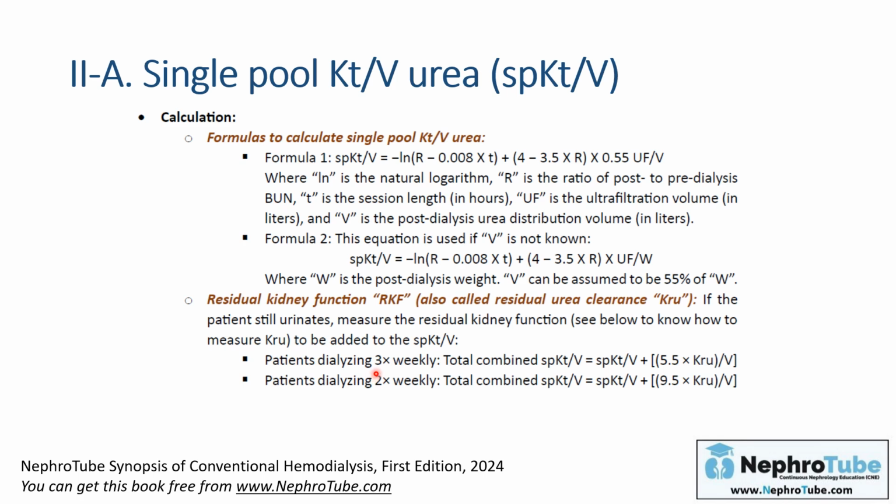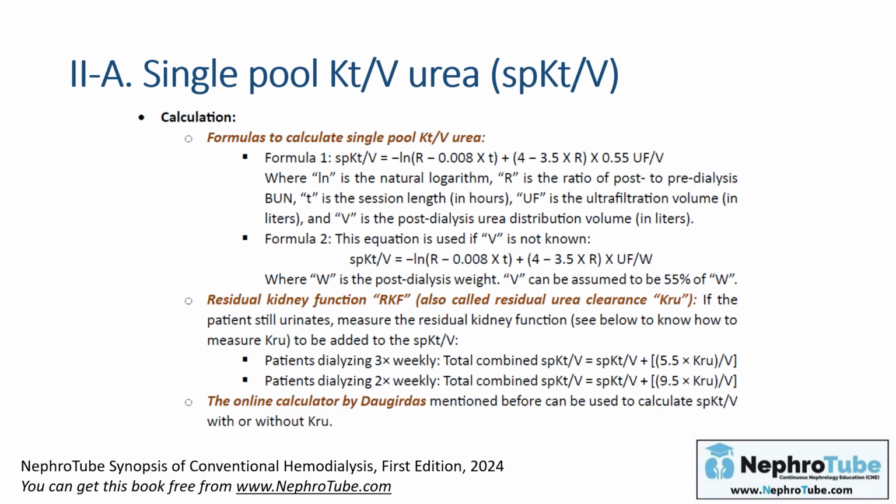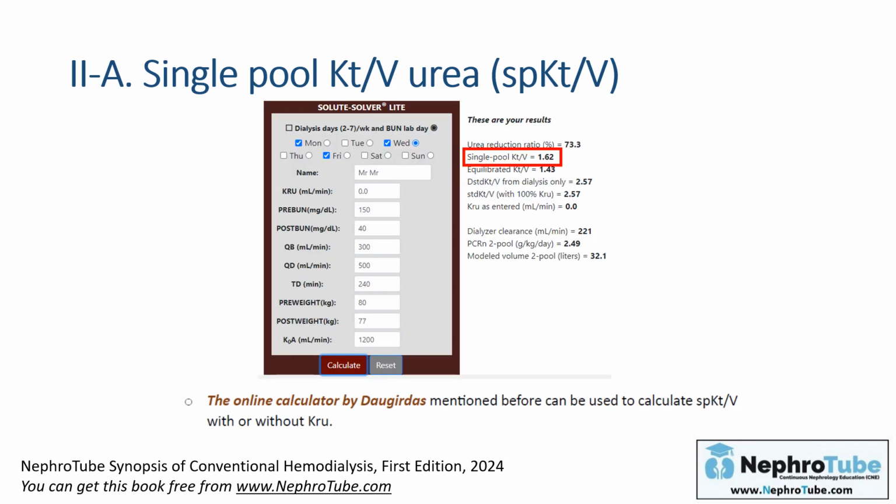If the patient has residual kidney function and is dialyzing 3 times per week, use this equation. And if dialyzing 2 times per week, use this equation. How to measure the residual kidney function, I will mention at the end of the lecture. Again, these formulas and the calculators, you will find them on the calculator I mentioned before. And for example, this is our patient Mr. that we calculated the normalized protein catabolic rate for at the beginning of the lecture.